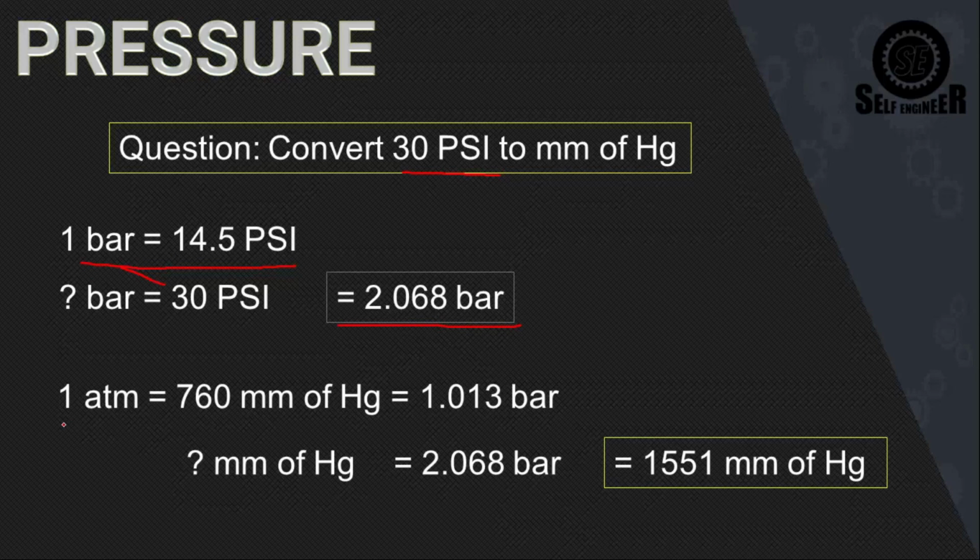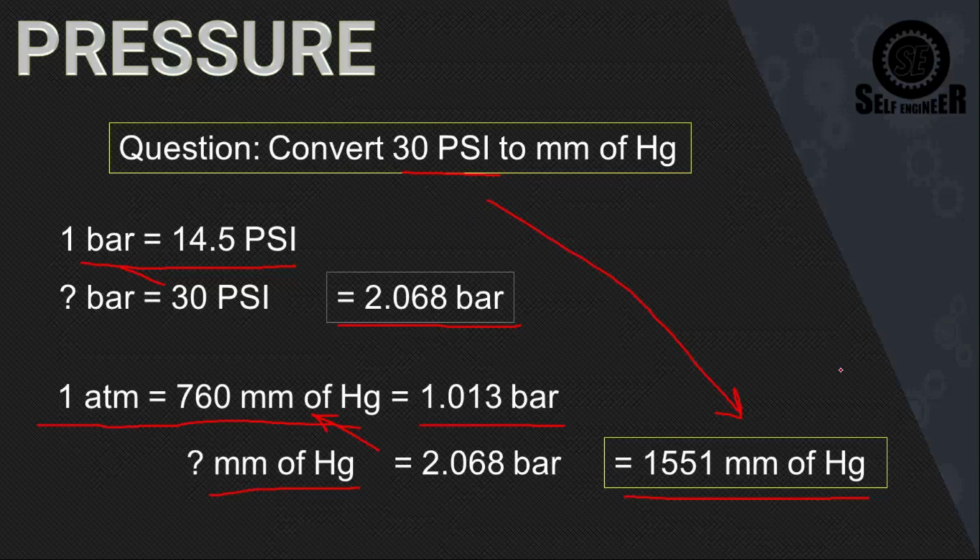Also, now we know 1 atmospheric pressure is equal to 760 mm of Hg, which is equal to 1.013 bar. Hence, how much mm of Hg will be 2.068 bar? Again we will do cross multiplication as 2.068 bar multiplied by 760 mm of Hg divided by 1.013 bar, which is equal to 1551 mm of Hg. Hence we convert 30 psi to mm of Hg by such methods.